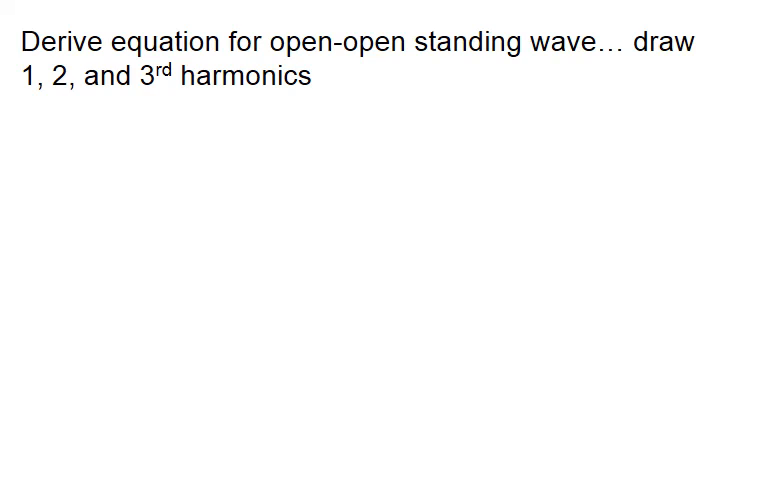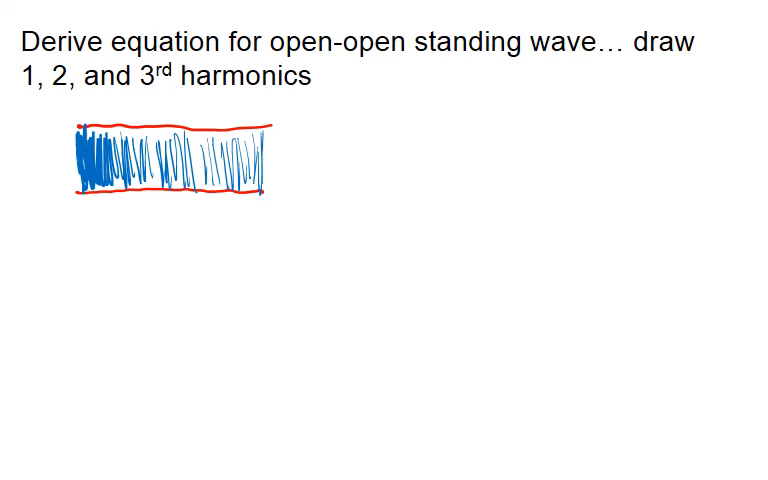Now we're going to derive the equation for an open standing wave, an open type situation, instrument or sound cavity. So go ahead and see if you can remember how to draw the first, second, and third harmonics for open. And then just like we did with the string, see if you can derive the equation for the open system. So go ahead and pause the clip and give this a try. And when you're ready to check, you can hit play to continue.